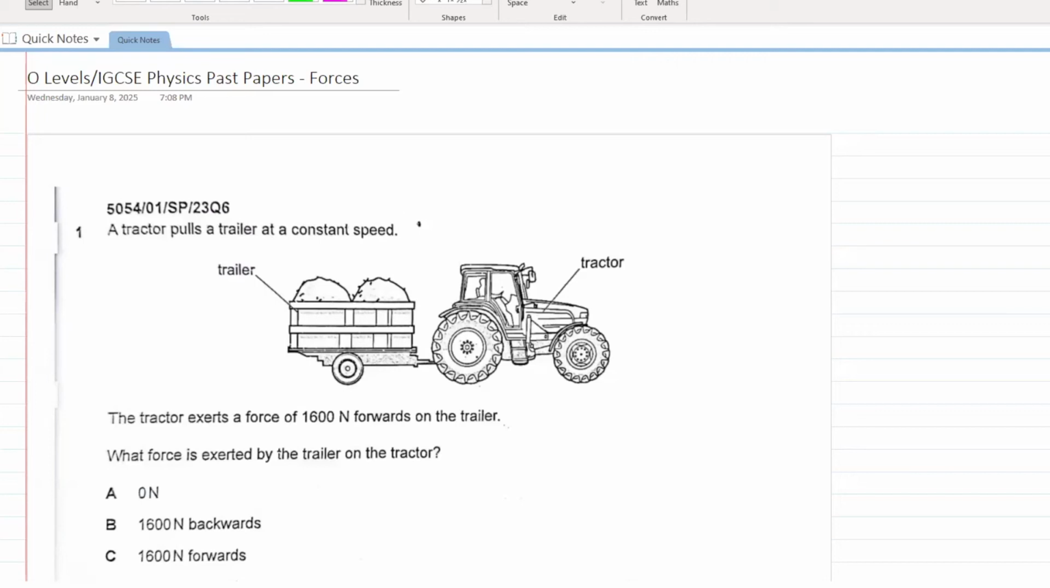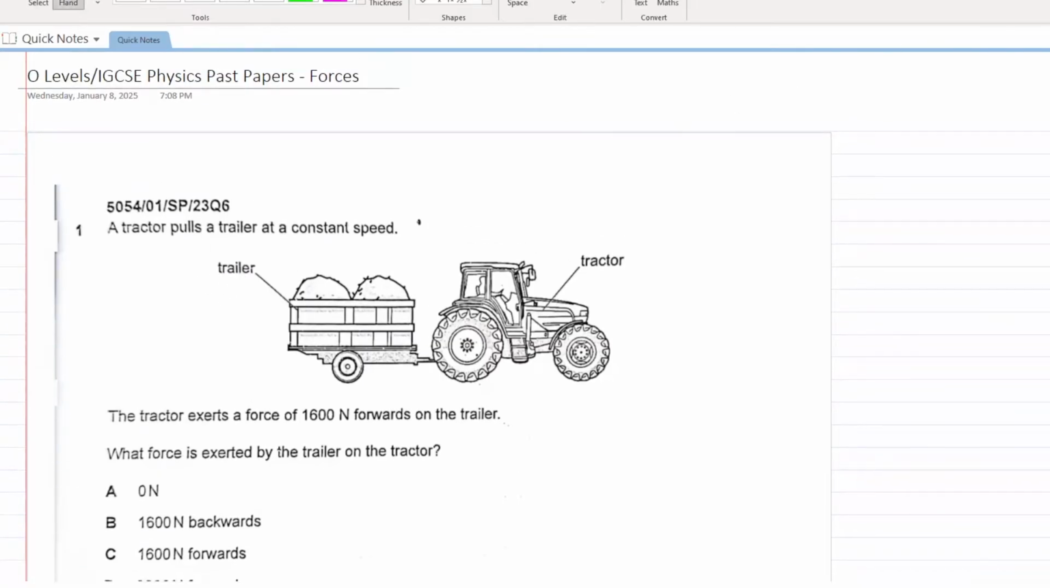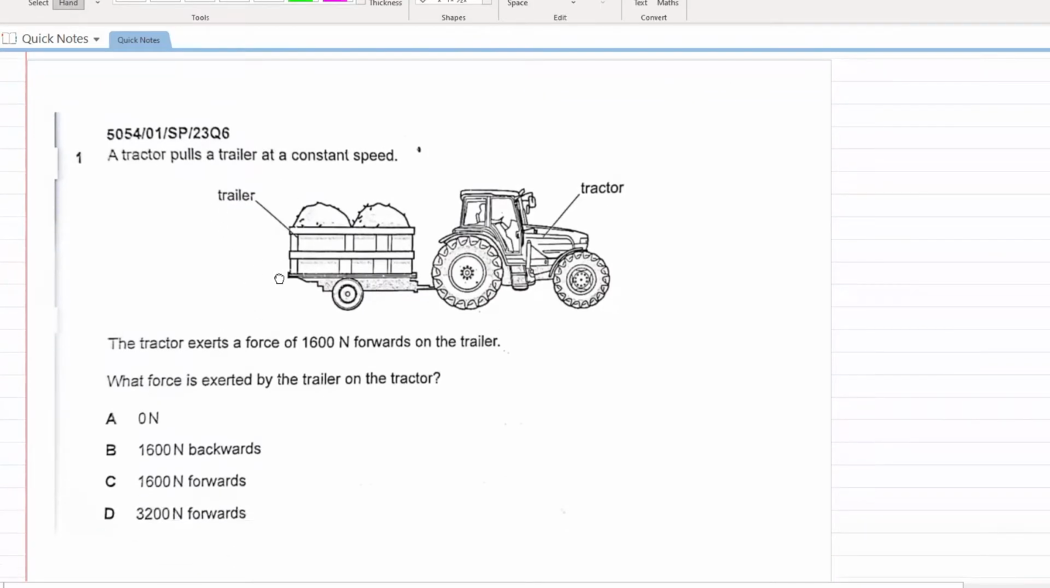Okay, students, let's get started with past papers today. Today we are going to do O levels and IGCSE physics past papers for forces. Let's start with question number one.